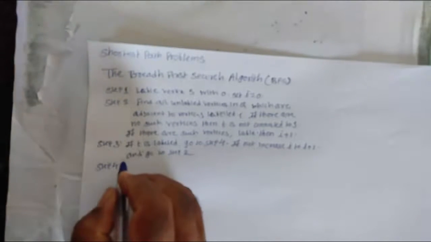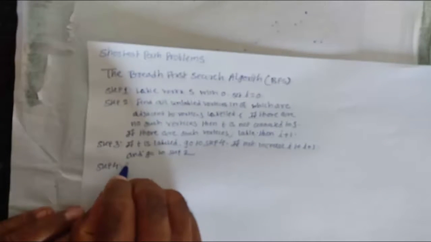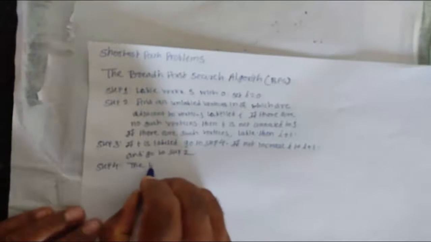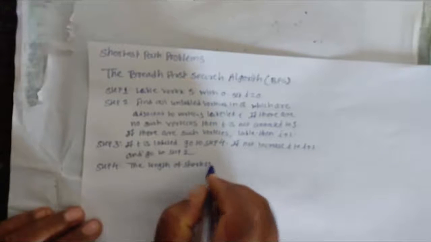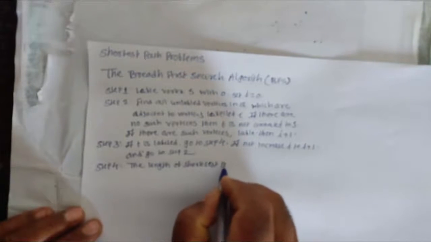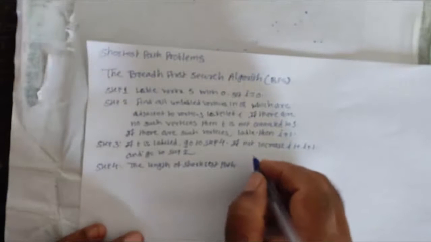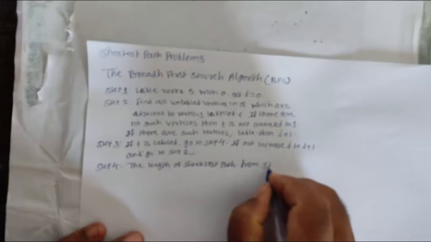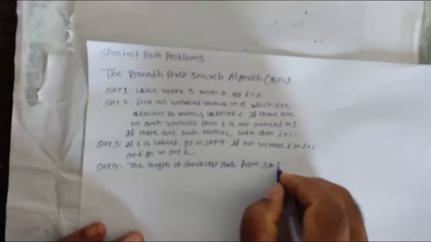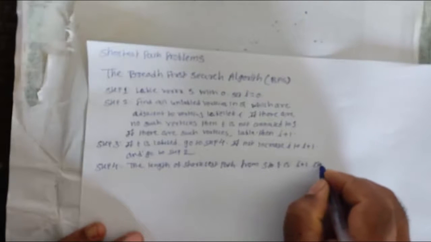Step 4: the length of the shortest path from S to T is I plus 1. Stop.